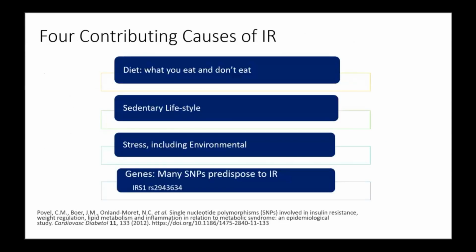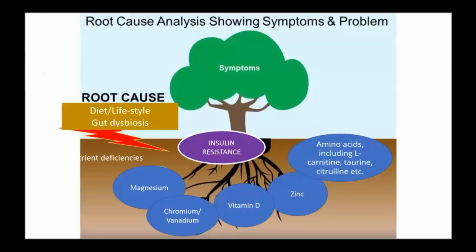Four contributing causes: insulin resistance, diet (what you eat and don't eat), sedentary lifestyle, environmental stress, and then genes. If you get into the genetics, the SNPs, you can dig around in there. You'll find all these SNPs that are associated with more detrimental effects from metabolic syndrome, more likely to have metabolic syndrome with obesity. There's insulin resistance in the middle there.